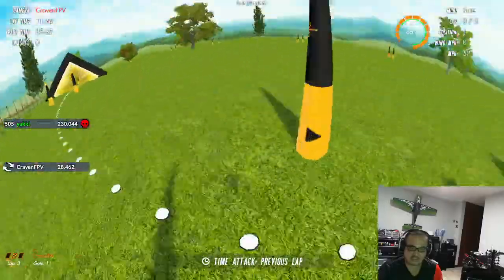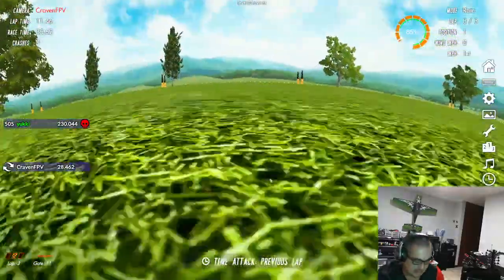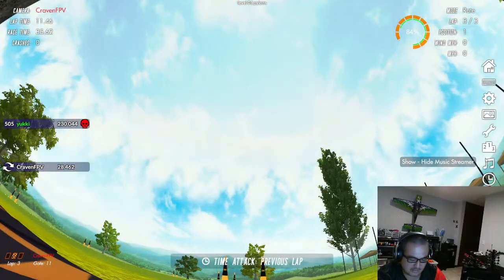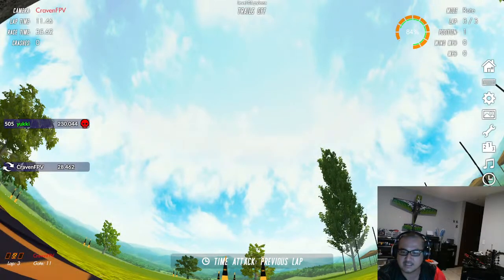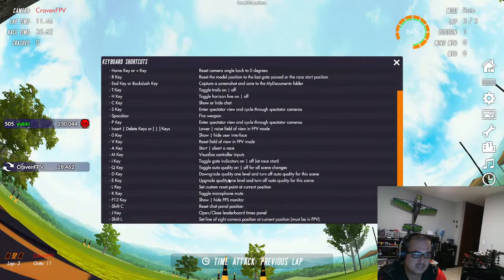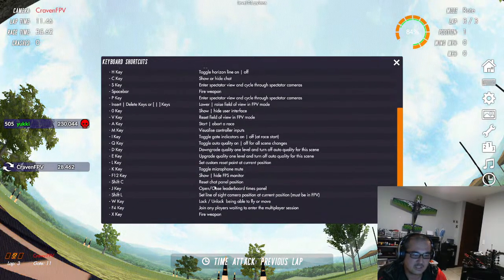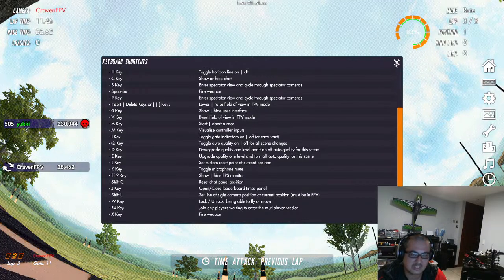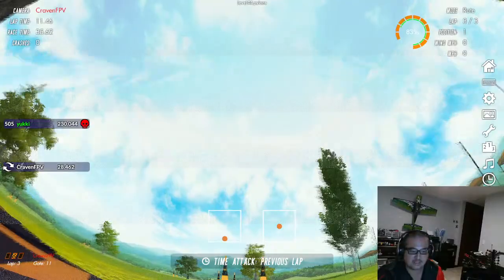Because I'm actually mainly doing throttle. I should turn on, how do you turn on the throttle thing so that you guys can see that? Is it T? It's not T, that's trails. I hate looking this up. Visualize controller inputs, M. Alright, so now you can see this.